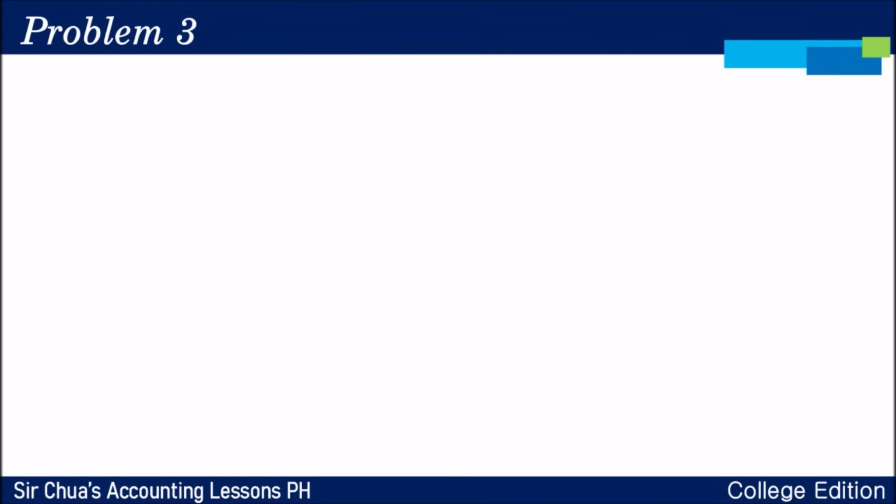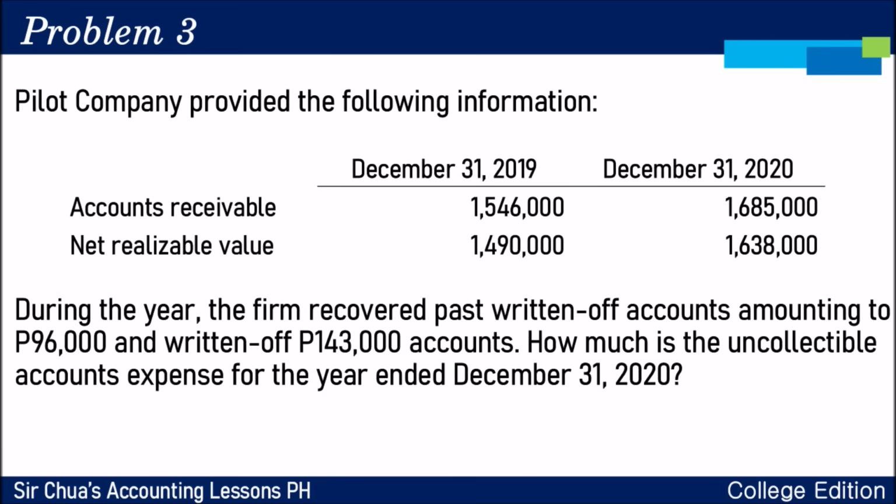And we proceed with problem number 3. Pilot company provided the following information. So, we have accounts receivable balance at the start of 2020 and at the end of 2020. And their respective net realizable values. During the year, the firm recovered past written off accounts amounting to 96,000 and written off 143,000 pesos accounts. How much is the uncollectible accounts expense for the year ended December 31, 2020?